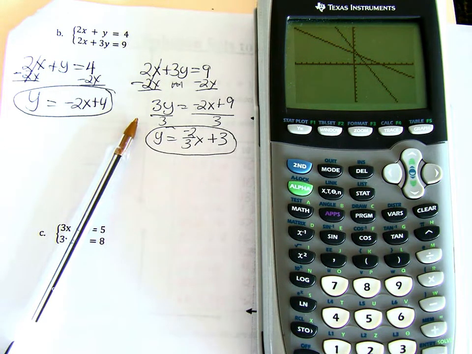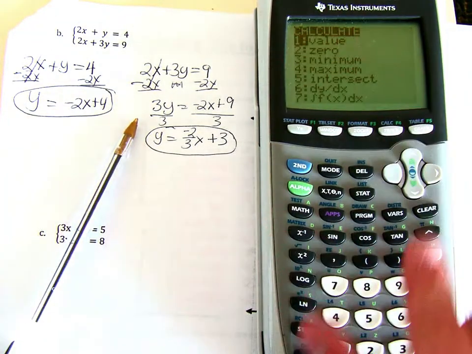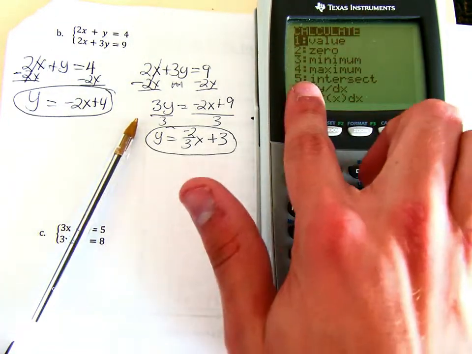And here, when I do my zoom 6, so it's a standard window, x will be from negative 10 to 10, y will be negative 10 to 10. So now I look at this. I want to figure out where my intersection point is. So I'm going to do second calculate, and then I'm going to try to find the intersection point.